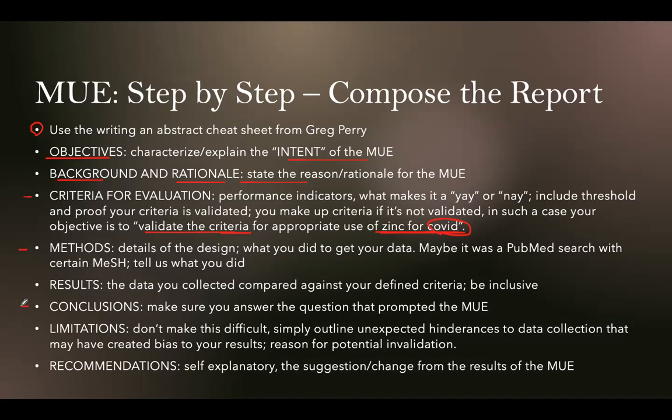Make sure you're answering the question that prompted the MUE, and then the limitations. Don't make this difficult, okay? Just simply outline unexpected hindrances to data collection that possibly or may have created some bias to your results. There's no reason to not do that. It's not a knock on yourself, but a reason for potential invalidation. And then the recommendations, that's self-explanatory.